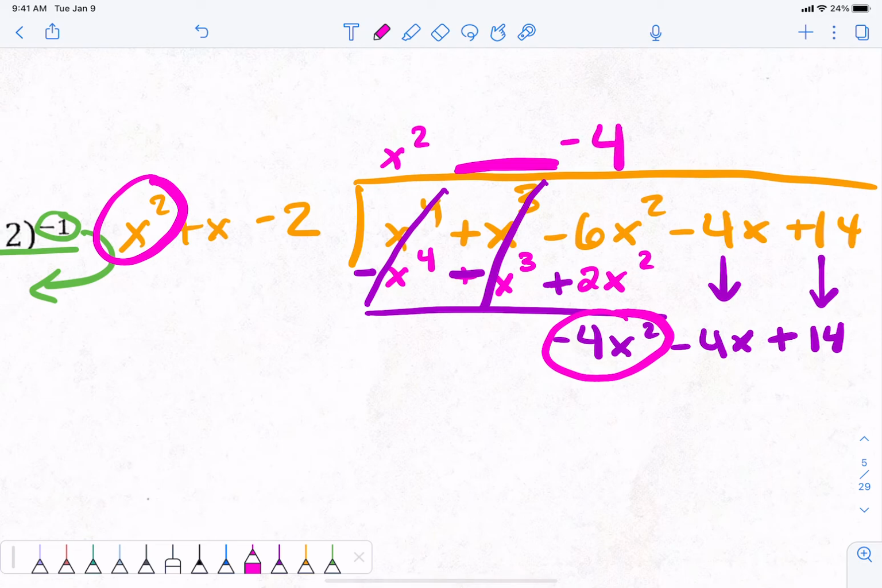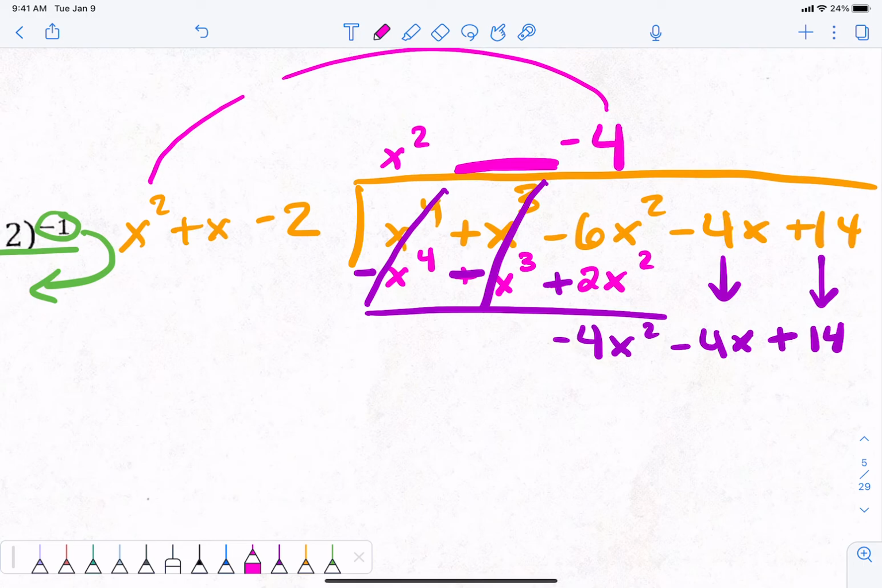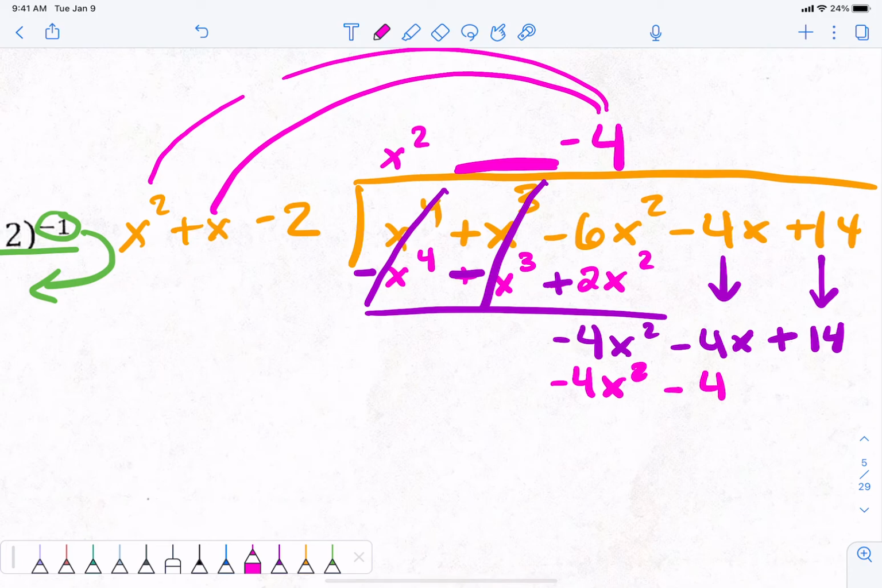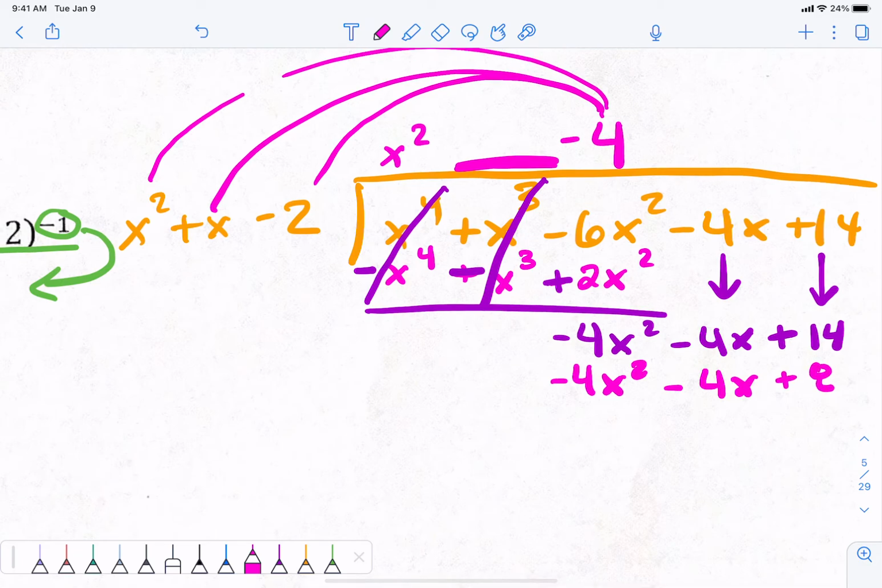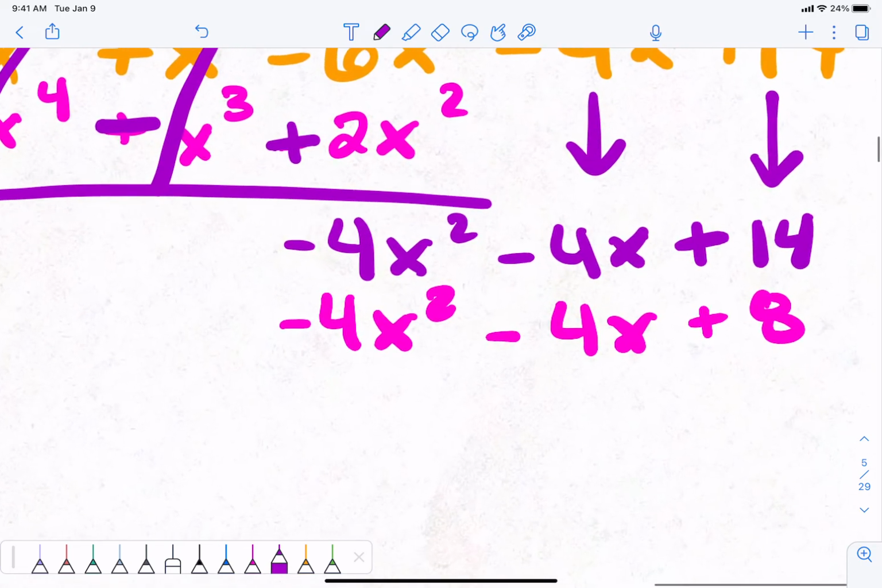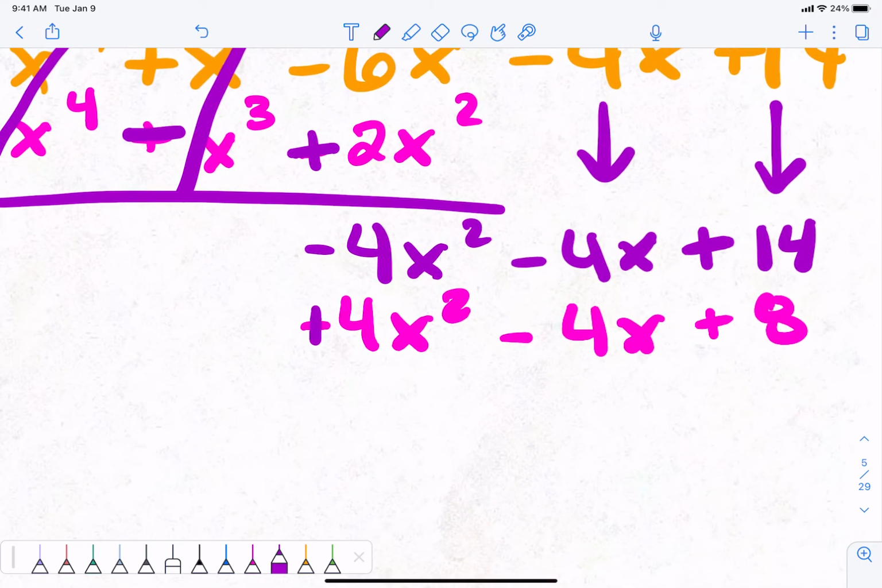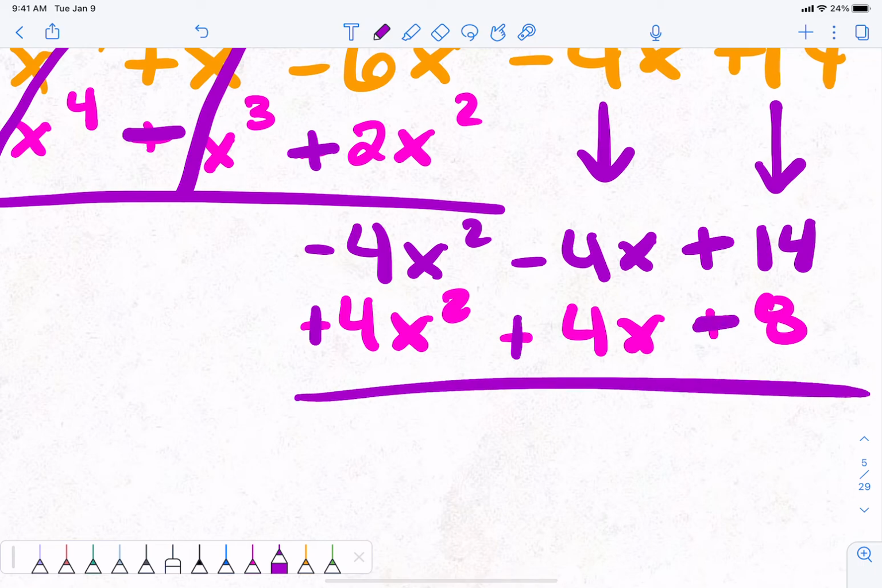Negative 4. So I'm going to put minus 4, and then I start to multiply back through. Negative 4 times x squared is negative 4x squared. Negative 4 times x is minus 4x, and negative 4 times negative 2 is positive 8, but then we have to flip the signs, right? So this guy is going to become positive 4x minus 8, and then I combine stuff.